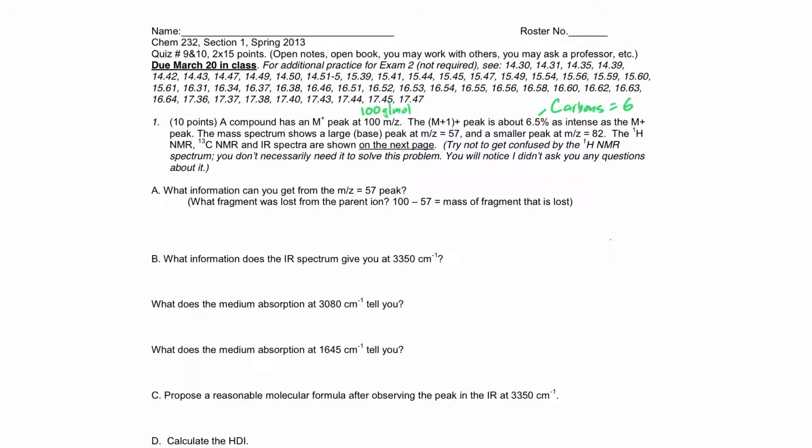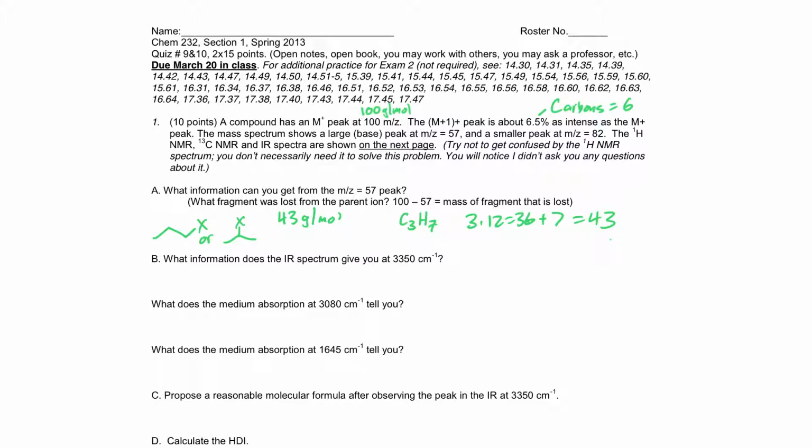The m/z equals 57 peak essentially tells us that we lost some number to get 57 remaining mass units. So we've lost 43 grams per mole. And that means the fragment that we lost weighs 43. Typically a 43 mass number fragment is C3H7. 3 times 12 equals 36, plus 7 hydrogens equals 43. So the fragment we lost is either a propyl group or an isopropyl group. We don't know which one yet. We don't have enough information to decipher that.